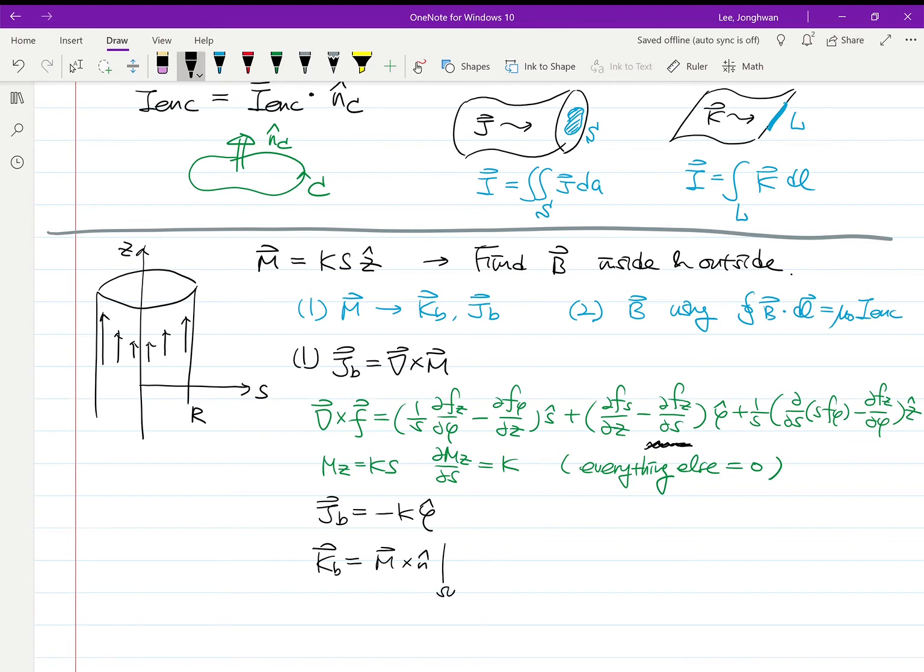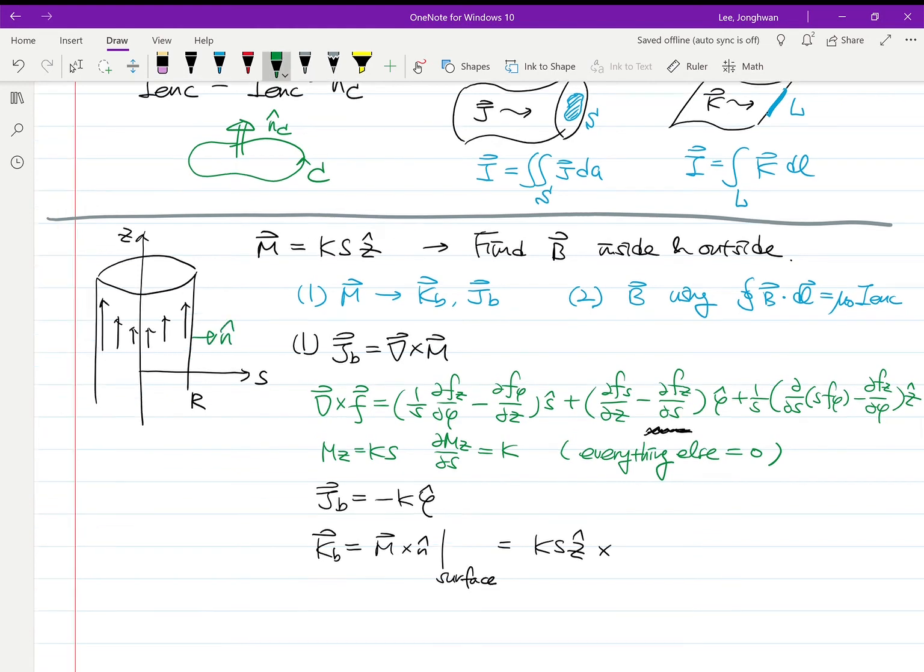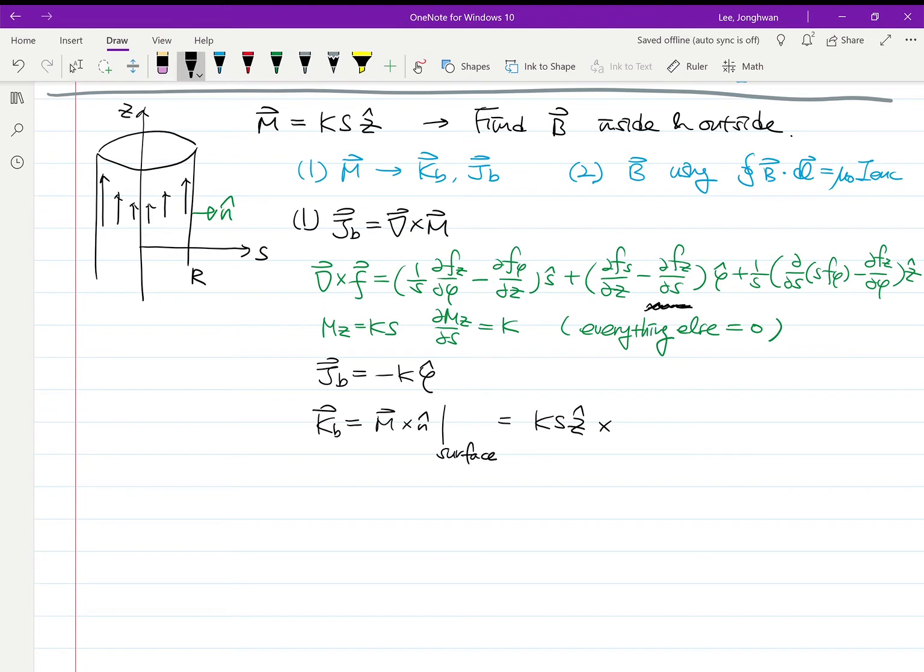And K_b, at the curved surface, the side surface, where M equals k s z-hat and the normal vector n is s-hat, equals M cross n. So we found J_b and K_b. J_b is inside and K_b is on the surface.